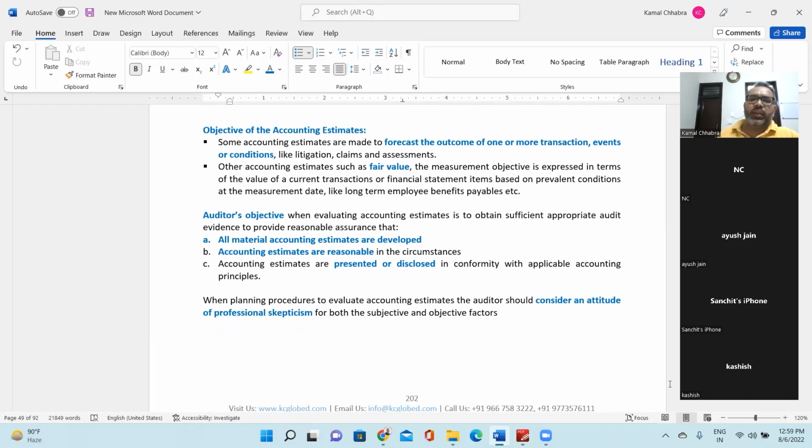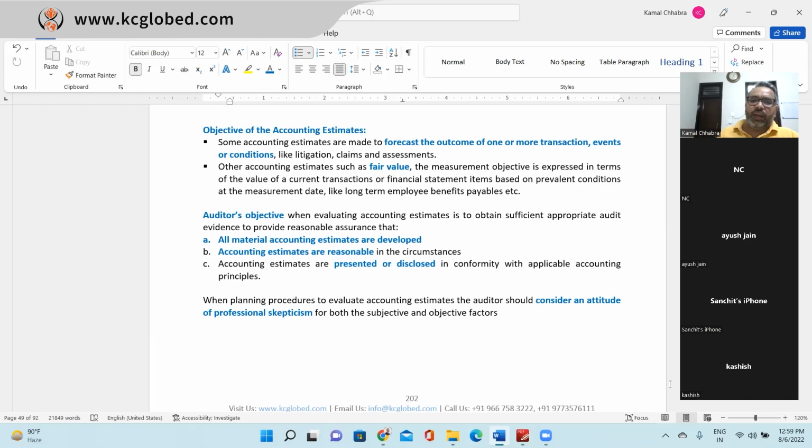right? Other accounting estimates such as fair value, where the measurement objective is to express in terms of the value of the current transaction or financial statement item based on the prevalent condition at the measurement date, like long-term employment benefit or inventory valuation, right? So these are the objective of accounting estimate, to estimate the future outcome or estimate of the current value in which, like, future assets might be sold or future liability need to be settled.